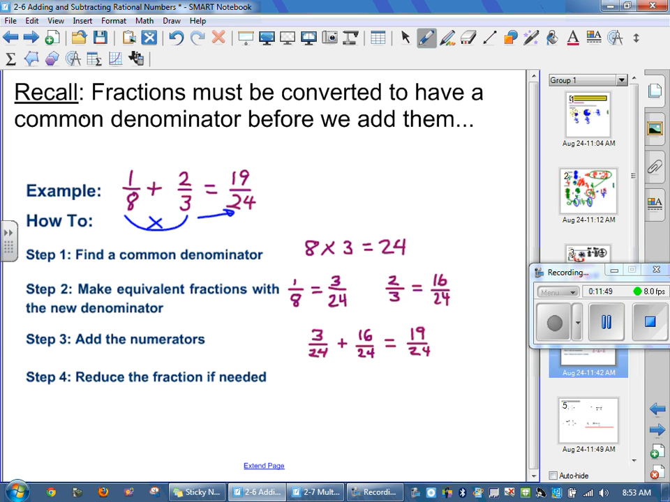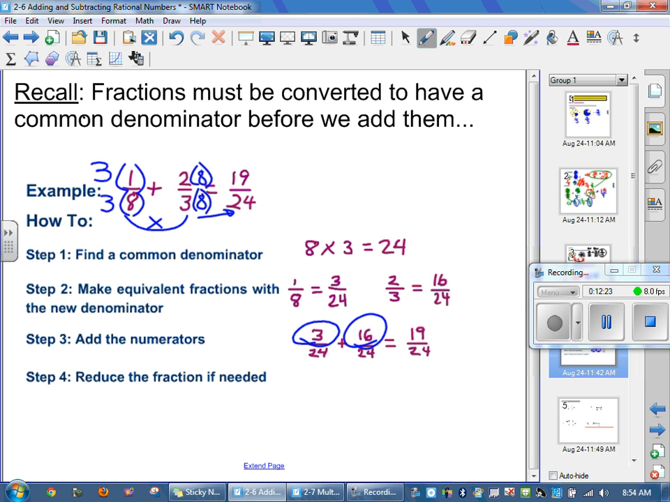So this 8 here multiplied by which number? The 3. So since this guy multiplied by the 3, the top is going to multiply by the 3. The 3 over here multiplied by the 8. So the 2 is going to multiply by the 8. So that's where I'm going to get 3 and 16 over here. Okay, I converted my denominators, or my numerators. Now once your numerators are changed, your bottom stays the same. All you have to do is add the top numbers. Okay? Then I look at my final answer, 19 over 24.